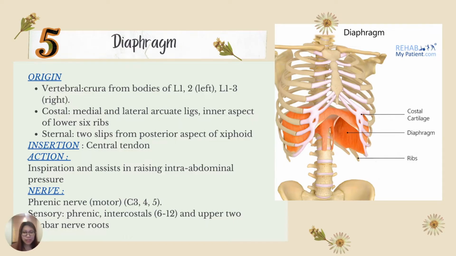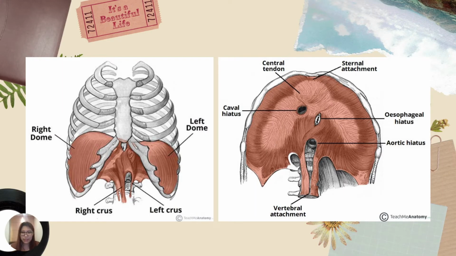The last one is the diaphragm. The origin is divided into parts. The vertebral part is the crura from the bodies of L1 and L2 on the left and L1 to L3 on the right. For the costal part, it's the medial and lateral arcuate ligaments and the inner aspects of the lower 6 ribs. For the sternal part, it is from the posterior aspect of the xiphoid. The insertion is at the central tendon, and the action is inspiration and assisting in raising intra-abdominal pressure, while the innervation is by the phrenic nerve for motor, and the sensory is by phrenic, intercostal, and the upper 2 lumbar nerve roots.